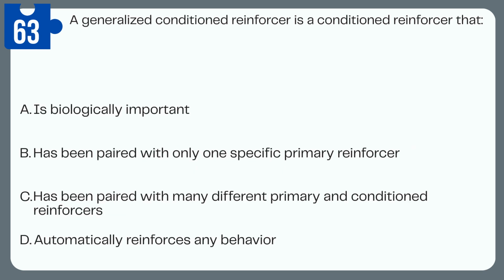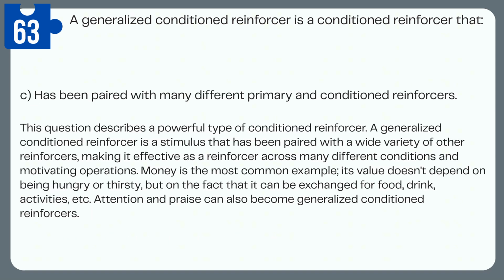Question 63. A generalized conditioned reinforcer is a conditioned reinforcer that A. Is biologically important. B. Has been paired with only one specific primary reinforcer. C. Has been paired with many different primary and conditioned reinforcers. D. Automatically reinforces any behavior. Answer. C. Has been paired with many different primary and conditioned reinforcers.